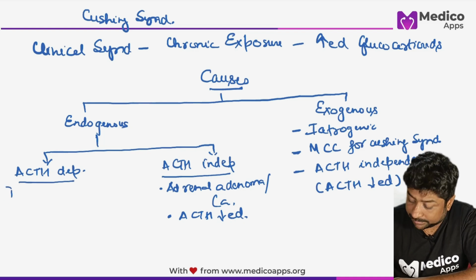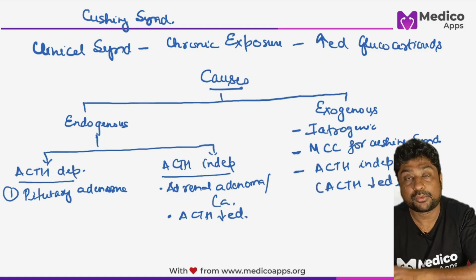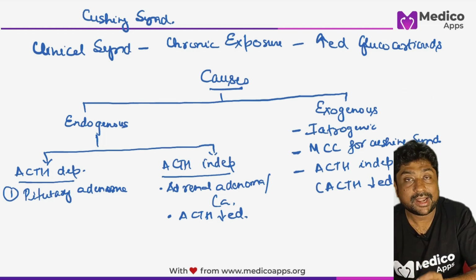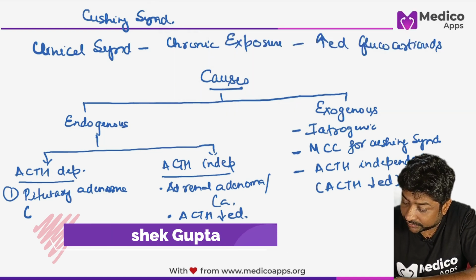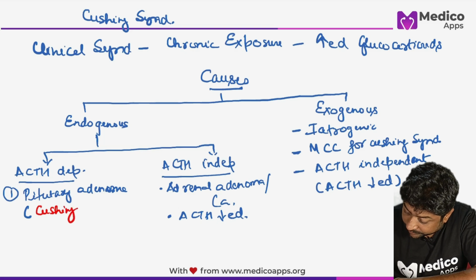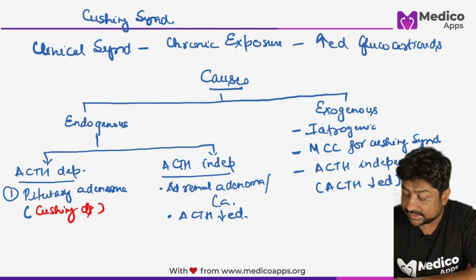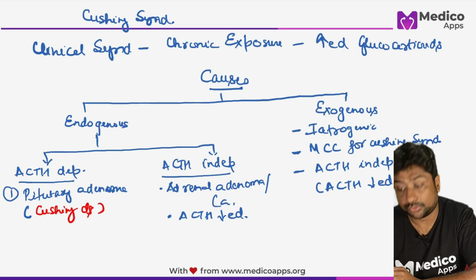Let's talk about ACTH dependent. Here we have pituitary adenoma, which means in the pituitary there is an adenoma which produces adrenocorticotropic hormone, which further stimulates the adrenal gland to produce more cortisol. This is also called Cushing disease. Remember, Cushing disease is one of the causes of Cushing syndrome, and this is primarily due to pituitary adenoma.